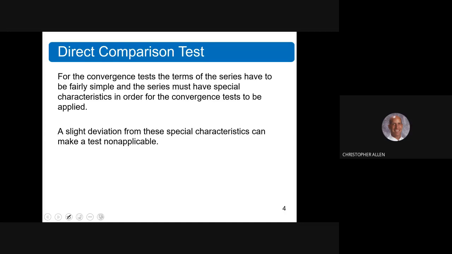For a convergence test, the terms of the series have to be fairly simple, and the series must have special characteristics in order for the test to be applied. A slight deviation from these special characteristics can make the test non-applicable. In other words, you can't use that test.